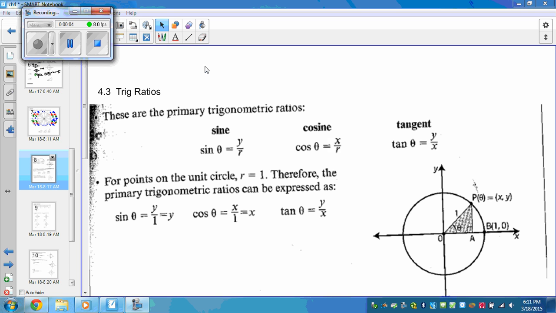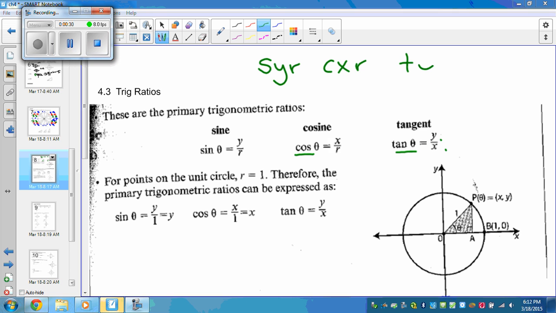You should be on page 129, trig ratios. This is where all of this is coming together. The primary trig ratios are sine, cos, and tan. The sine ratio is equal to y over r, x over r is cos, and y over x is tan. You might remember this; we've tried to do this before. It's SOH CAH TOA. That's how we remember it.